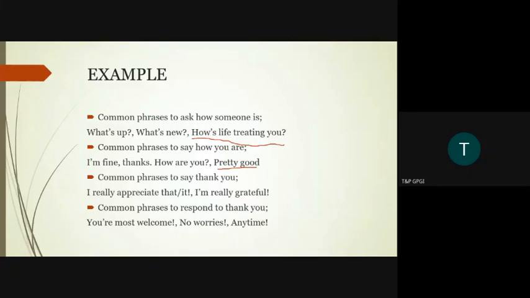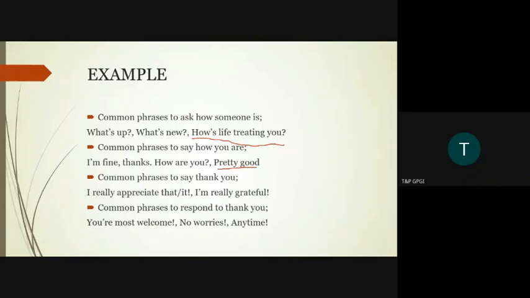Another one is quite heartfelt. It is slightly more formal. You can use, I'm really grateful. If somebody has helped you, how can you respond? I'm very grateful to receive your help. I'm very grateful for your help. Or I'm really very grateful.